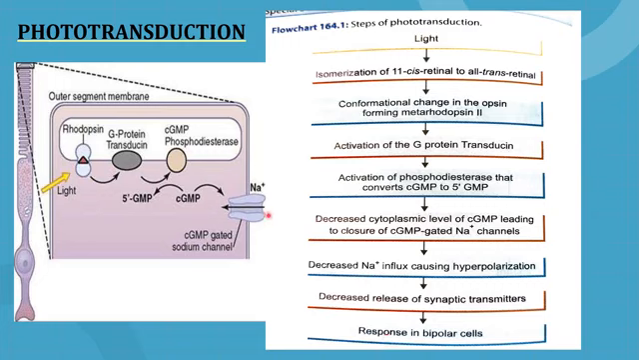So decreased cyclic GMP levels help in the closure of the sodium gated channels. Normally there is sodium influx, so that will be decreased because of hyperpolarization. So there is decreased release of synaptic transmitters, and that will cause a response in bipolar cells.